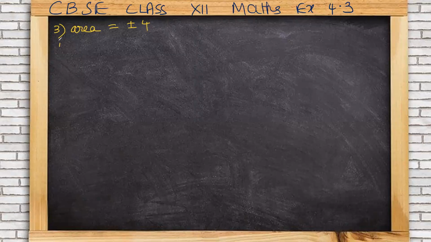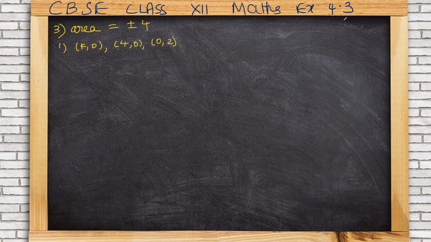Okay, so the first subdivision: they have given the vertices (k, 0), (4, 0) and (0, 2). The procedure is the same. Instead of the area of the triangle, we'll write plus or minus 4, that is the only difference. So on the left side, we'll write plus or minus 4. On the right side, as you know the formula, I'm just starting straight away with the answer.